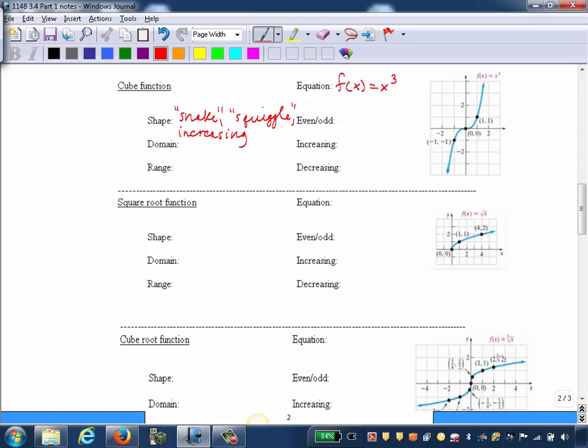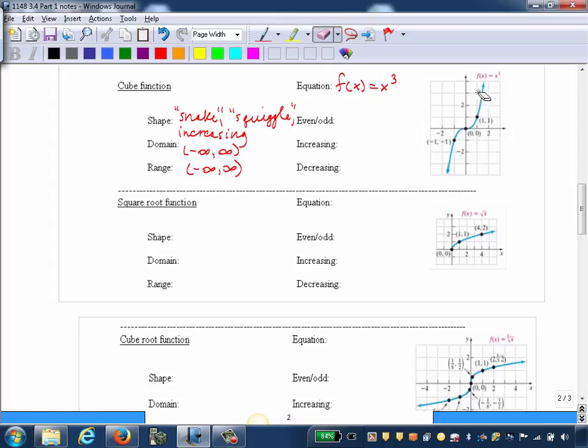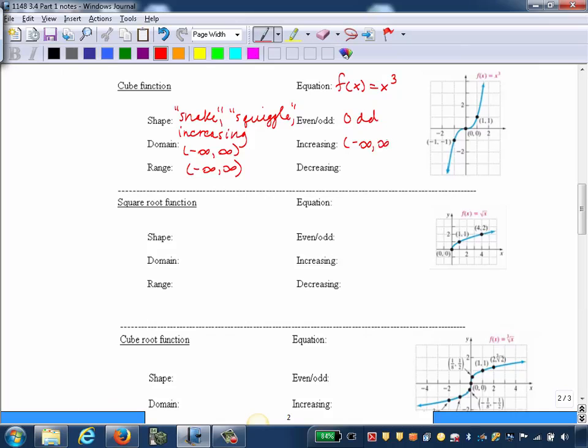We can see our domain and range are both all real numbers, negative infinity to infinity. We can observe symmetry with respect to the origin, rotational symmetry. If we rotated the paper 180 degrees, we'd be back on the same shape. So that tells us this is an odd function. And as we just discussed, anywhere we trace, moving left to right, it's always increasing. So it's going to be increasing from negative infinity to infinity, and it's never decreasing.